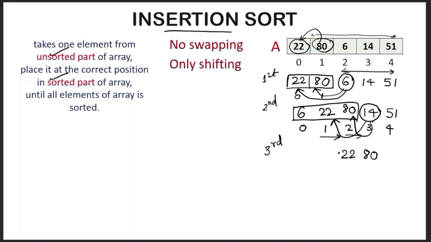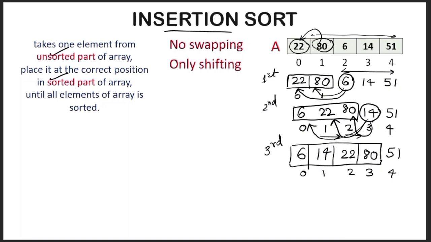And now 14 is compared with 6. 14 is not smaller than 6, so 6 will remain at its own place. There will be no shifting of 6. At this vacant place, we will bring 14. So this is your sorted part of the array now, with index 0, 1, 2 and 3. And 51 is your unsorted part at index 4.